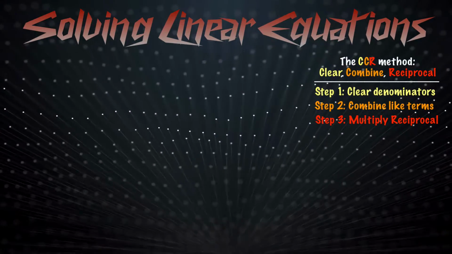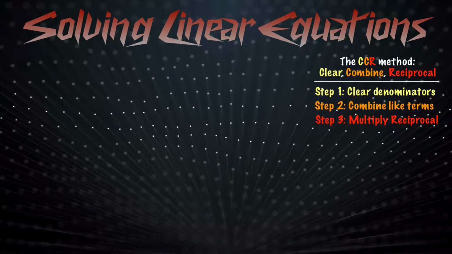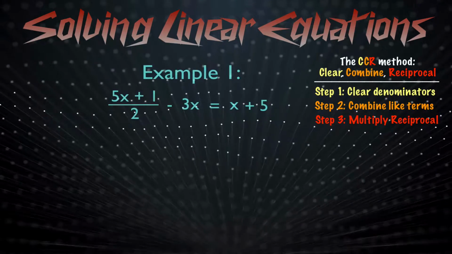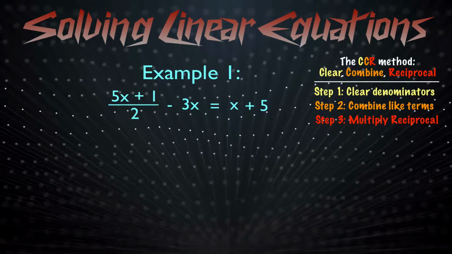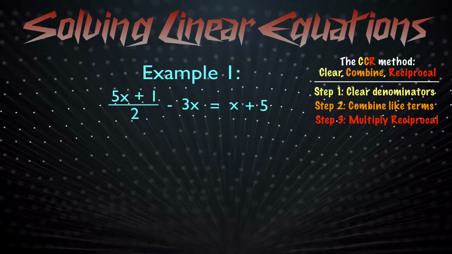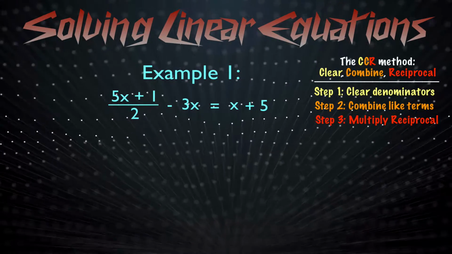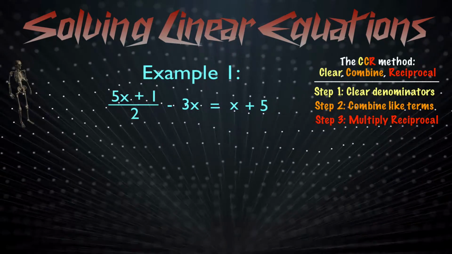Rather than speak abstractly, I think it'll make more sense to see this method in the context of a problem, so here's example 1. The idea with the first step is to concede that generally speaking, students hate fractions, and they hate anything that even resembles a fraction. So our goal in step 1 is simply to get rid of anything that looks like a fraction, to clear all the denominators.